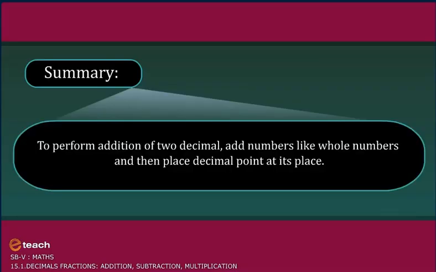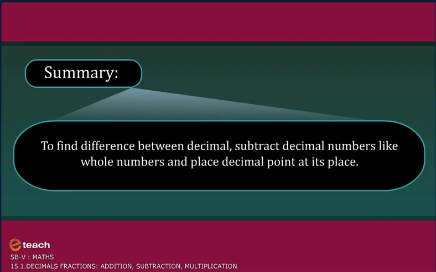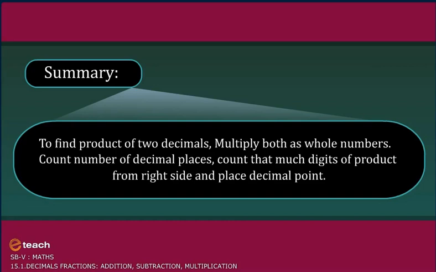Summary. To perform addition of two decimals, add numbers like whole numbers and then place the decimal point at its place. To find the difference between decimals, subtract decimal numbers like whole numbers and place the decimal point at its place. To find the product of two decimals, multiply both as whole numbers. Count the number of decimal places, count that many digits of the product from the right side and place the decimal point.